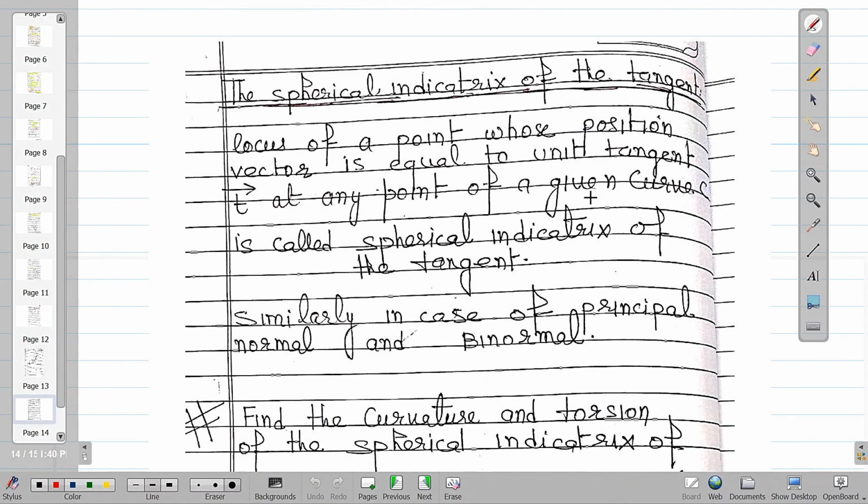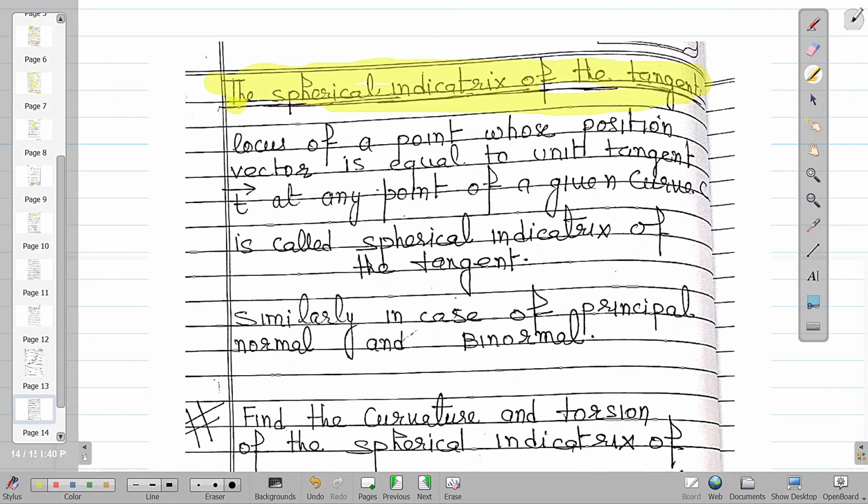Now just read the definition to understand. Clear? So what is the spherical indicatrix of a tangent? Now we are talking about a tangent, right? If the tangent is replaced by the principal normal, then we are talking about the principal normal. If it is replaced by the binormal, then it is the spherical indicatrix of the binormal.